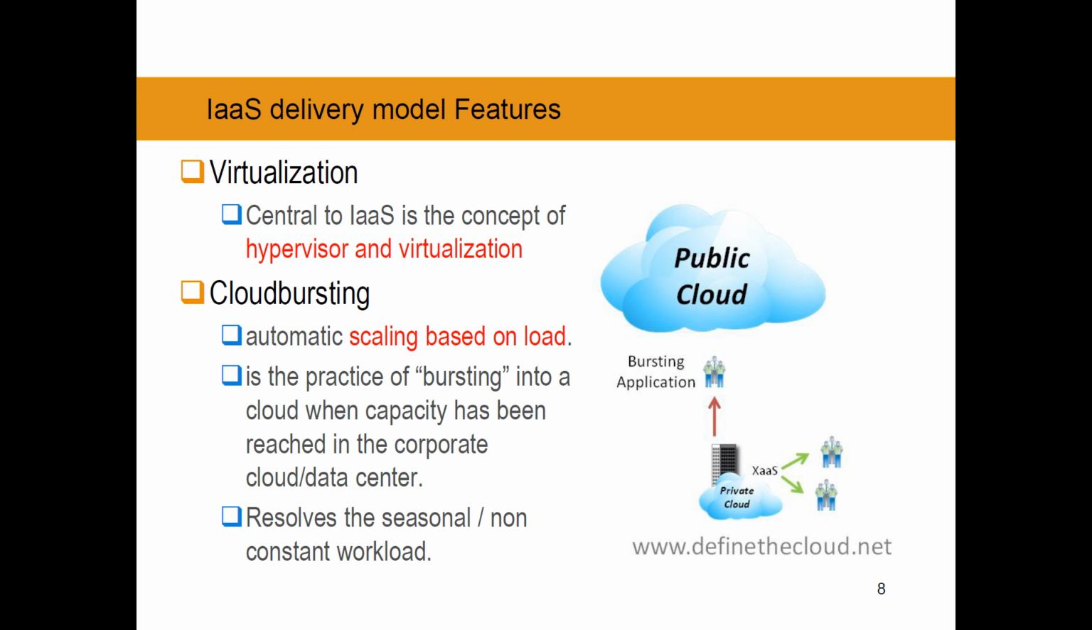Okay, IaaS delivery model features. First, virtualization. Without virtualization, it is a bit difficult to manage the abstraction layer, right? It's central to IaaS. It's the concept of hypervisor and virtualization. So with hypervisor and virtualization, the cloud service provider can provide an isolated, compartmentalized environment for their tenant or their subscriber.